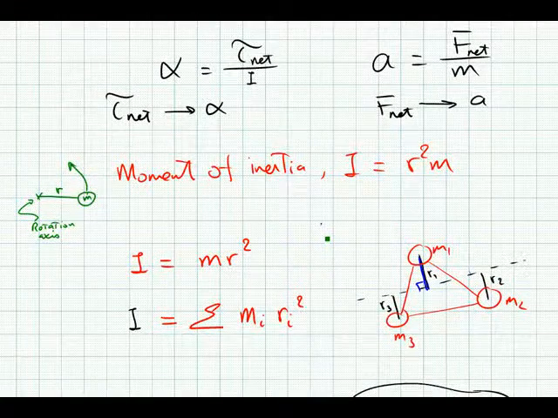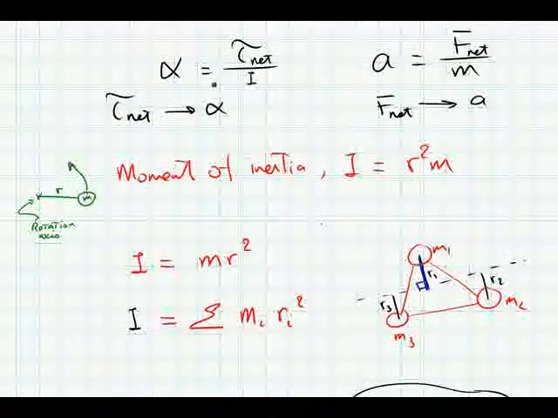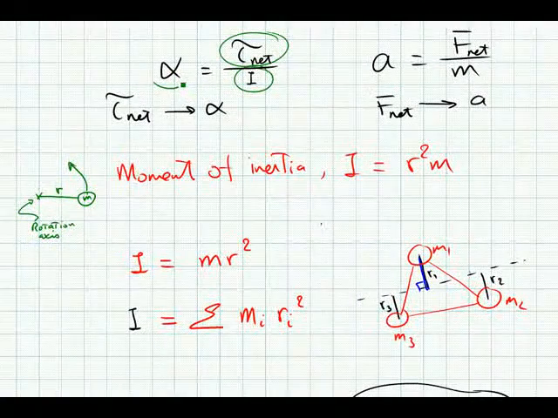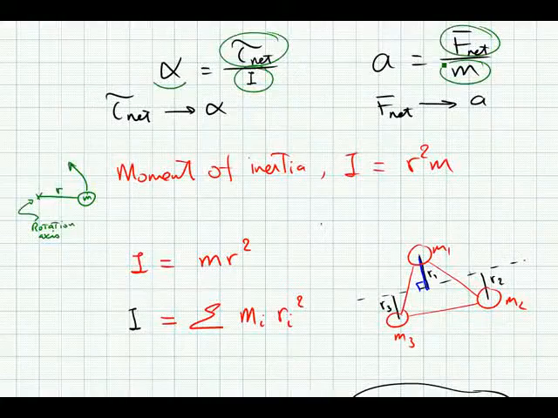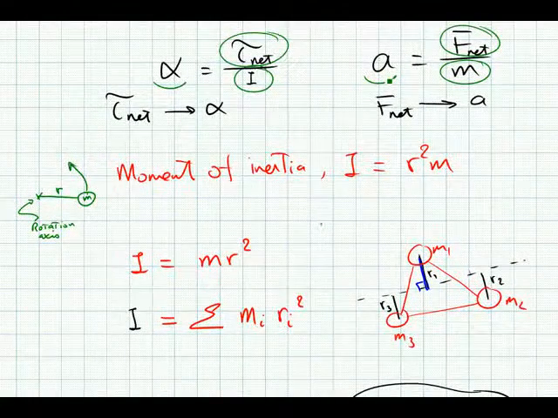Alright, let's now talk about moment of inertia. As we saw before, net torque divided by moment of inertia is equal to angular acceleration, just the same way that net force divided by mass of the object gave us the linear acceleration.